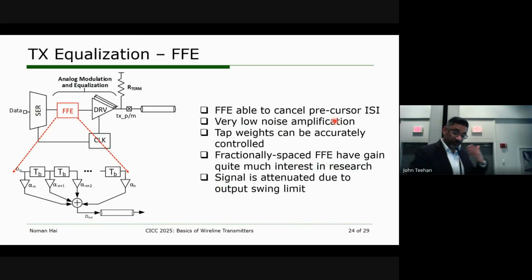Before we go into the next step, there's something called FFE. FFE is called feed-forward equalization. As I said, we need to equalize the channel. We know the channel is coming in. We need to somehow equalize it. And one of the ways to equalize the channel is to use an FIR filter, which delays the data. We call it a TB, which is the time you delay by the same amount of clock. But you combine those data with some kind of a weighted sum, so that now you pre-distort the signal.